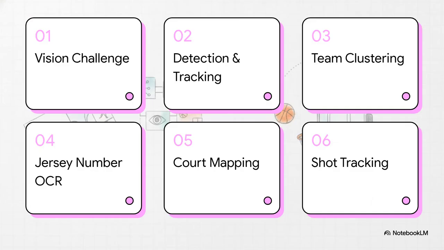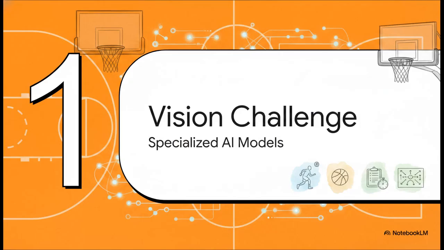Here's the roadmap for our assembly line today. We'll kick things off with the vision challenge, move right into detection and tracking, explore how unsupervised clustering automatically sorts teams, decode those jersey numbers, map everything to a 2D court, and wrap up by tracking the actual shots. Let's get to it. Section 1.